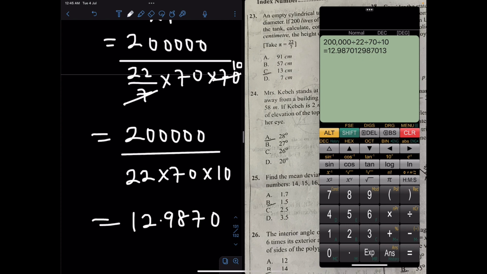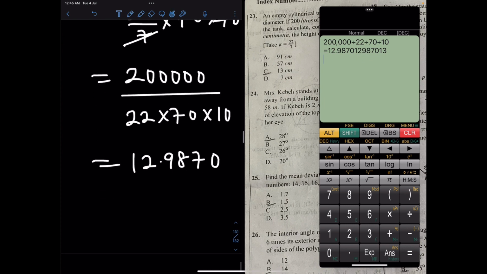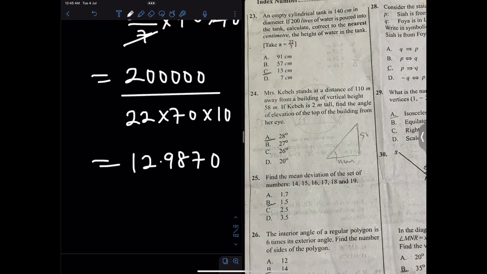12.9870. Correct to the nearest centimeter, that's 13 centimeters, and the correct option is C.